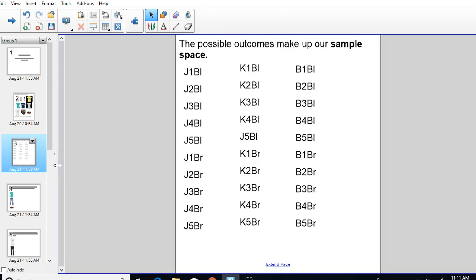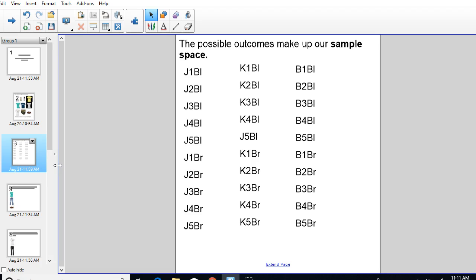So I can pause it here. This is called our sample space. And Kayla was right. To know how many solutions you have, you've got 3 pair of pants times 5 possible shirts times 2 possible shoes. So 3 times 5 times 2 is going to give you 30 possible options here.